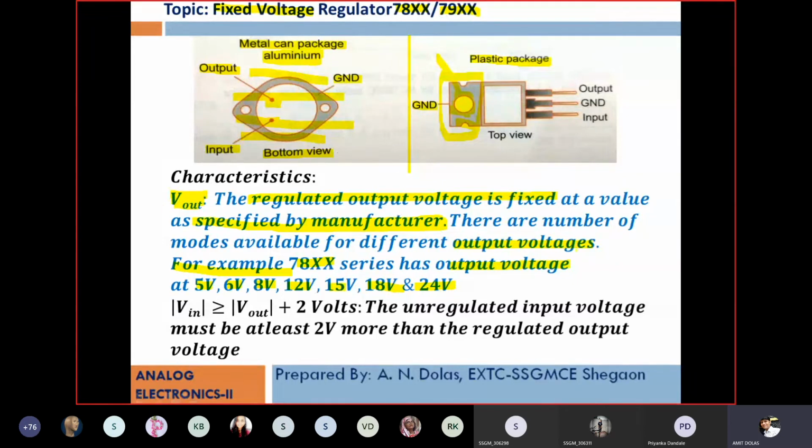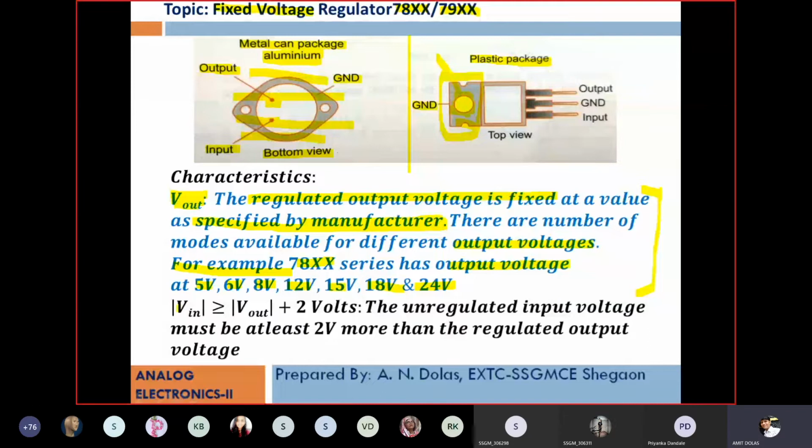So this is the first characteristic. I have changed the color for each and every characteristic here. So the first characteristic is that the output is fixed and certain ranges are available. If somebody is asking for, say, a 4 volt regulator using the IC 78 series, it is not available. Okay, so only some standard voltages are available.